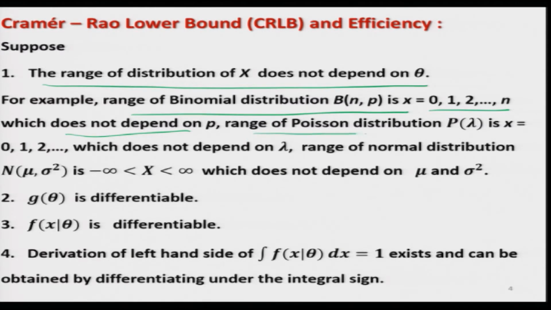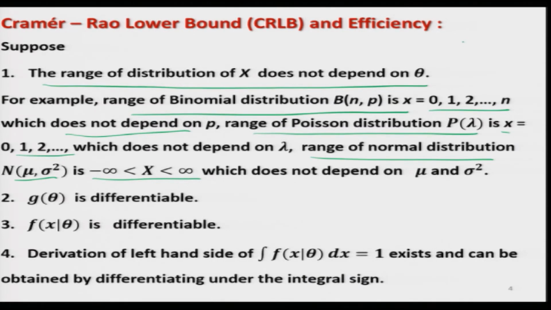Similarly, the range of Poisson distribution is x goes from 0, 1, 2 up to dot dot dot, and this does not depend on the lambda. And similarly, in the case of normal distribution, you have two parameters mu and sigma square, but the range of x is between minus infinity and plus infinity. But this does not mean that all the estimators have got such a thing.